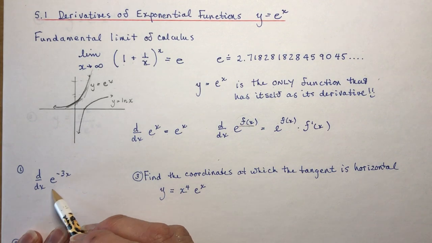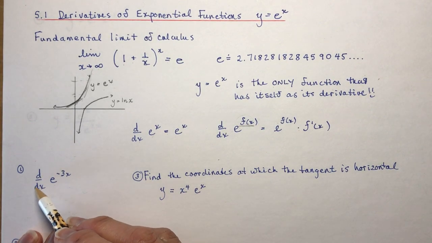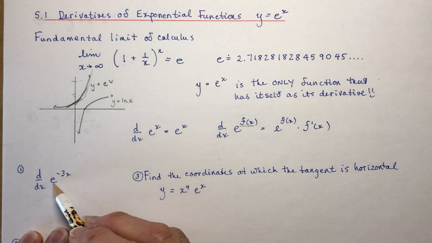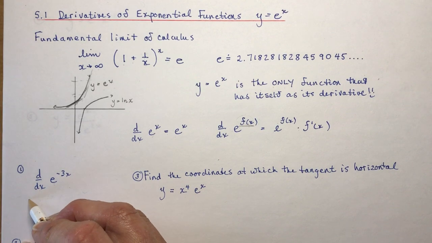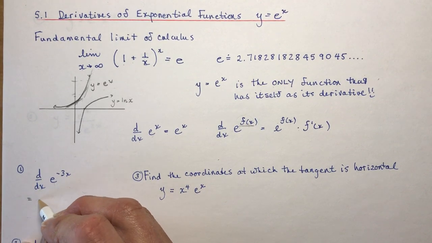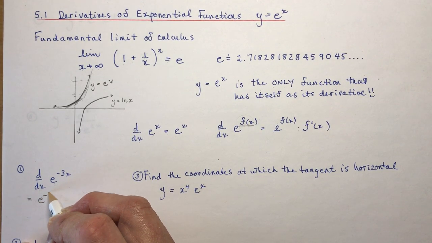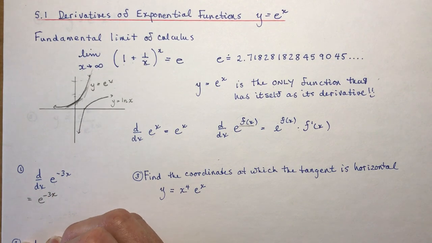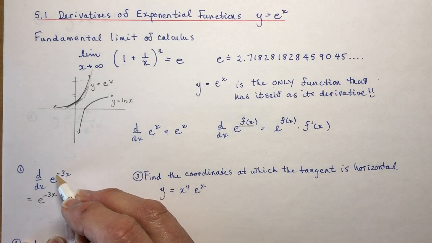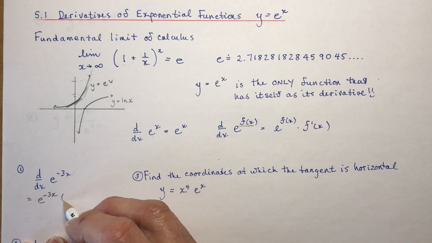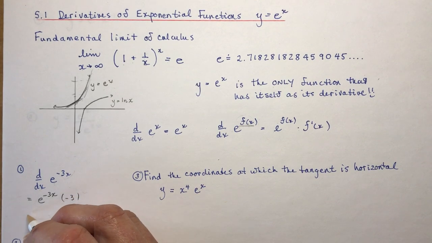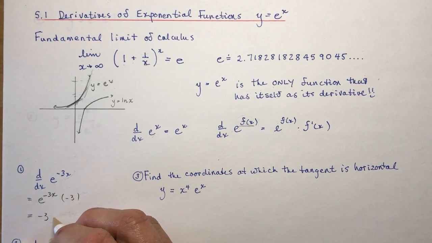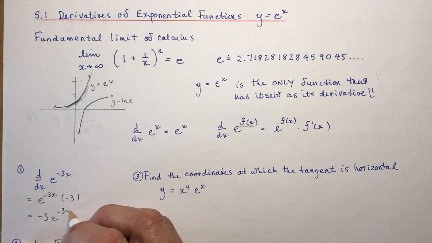Okay, so let's take a look at this one here. The derivative with respect to x of e to the minus 3x. So all I have to do is write out what was there first, e to the minus 3x, and then times the derivative of the exponent, which is going to be minus 3. So that gives you minus 3e to the minus 3x.